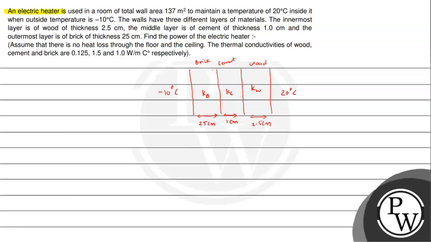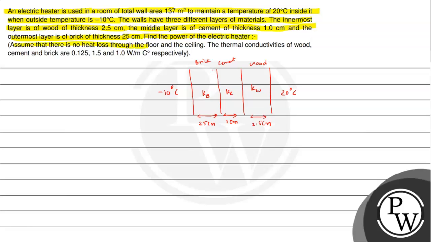The question says an electric heater is used in a room of total wall area 137 meters square to maintain a temperature of 20 degrees Celsius inside it when the outside temperature is minus 10 degrees Celsius. The walls have three different layers of material. The innermost layer is of wood of thickness 2.5 centimeter, the middle layer is of cement of thickness 1 centimeter, and the outermost layer is of brick of thickness 25 centimeter. We need to find the power of the electric heater.